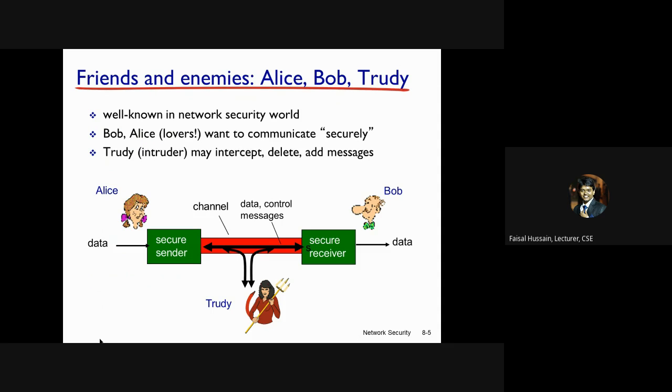In network security, all the examples revolve around these three entities: Alice, Bob, and Trudy. Normally the idea is Bob and Alice are lovers and they want to communicate secretly. So Alice is one part and Bob is another part. That means one of them is the sender and the other is the receiver.